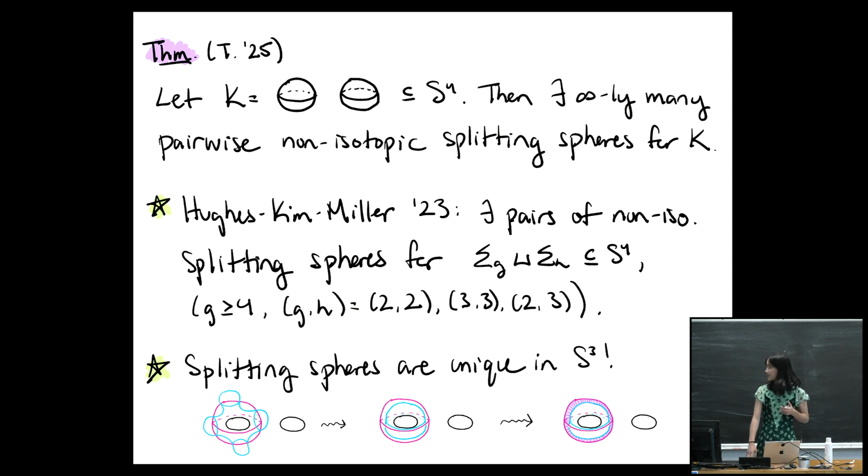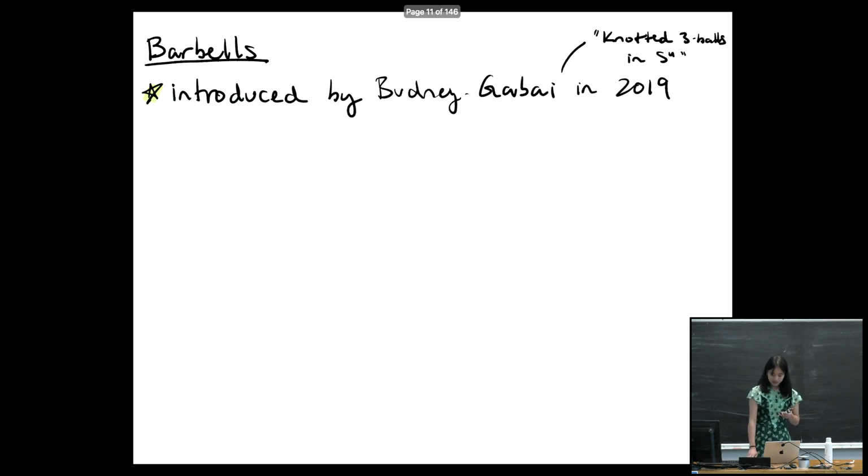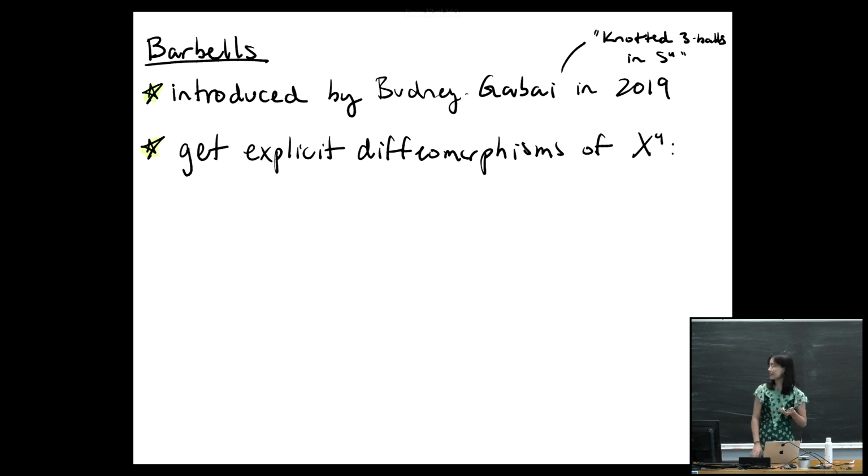Okay, so the proof of this relies on barbell diffeomorphisms as a main tool, so I'll tell you what those are. These were introduced by Ryan Budney and David Gabai in 2019. They used them to study diffeomorphisms of S1 cross B3. And what they are is a nice way to construct explicit diffeomorphisms of your four-manifold X.